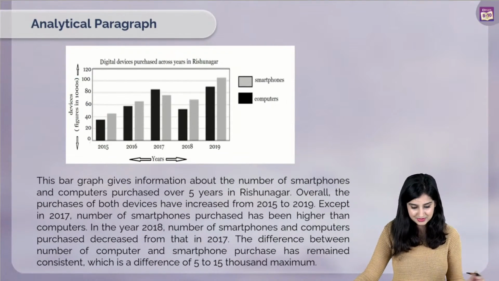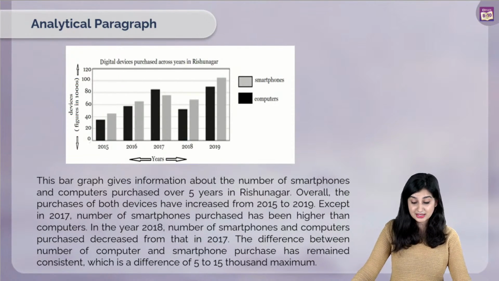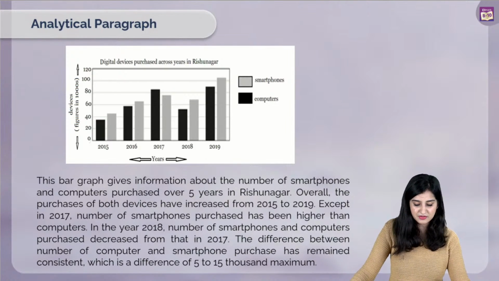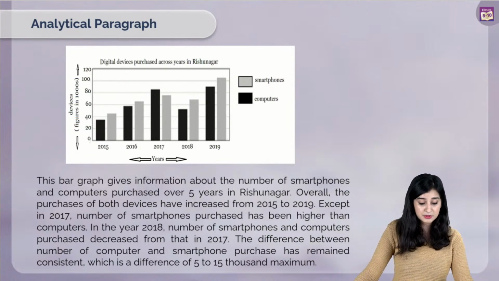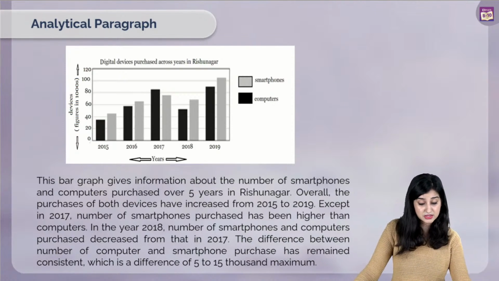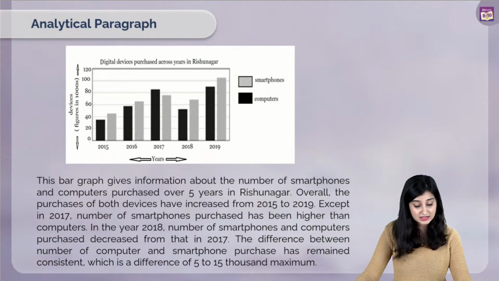Next. So here is our body that is describing the trends. Let's quickly read it. This bar graph gives information about the number of smartphones and computers purchased over 5 years in Rishunagar. Overall, the purchases of both devices have increased from 2015 to 2019. Except in 2017, number of smartphones purchased has been higher than computers.